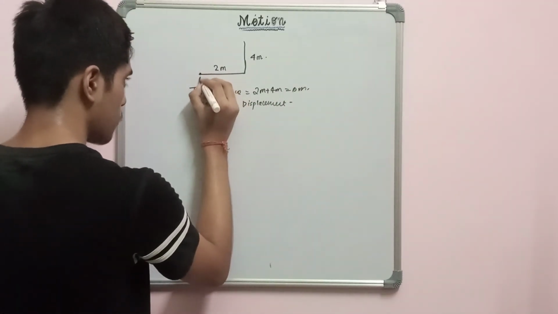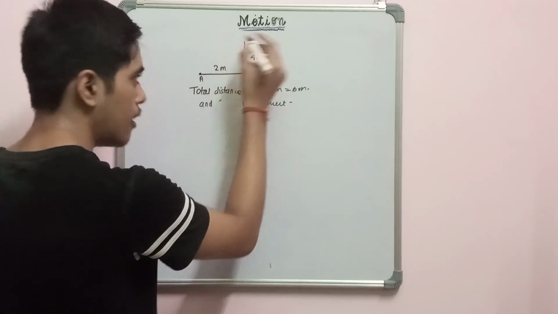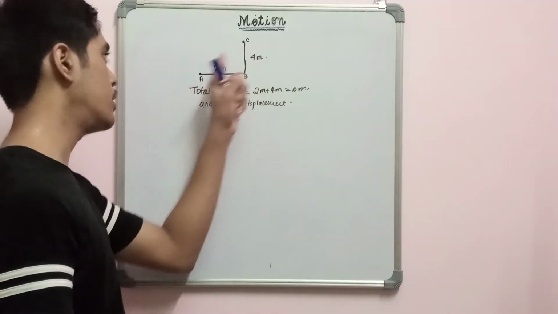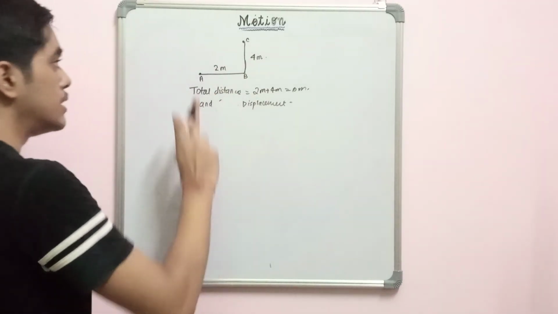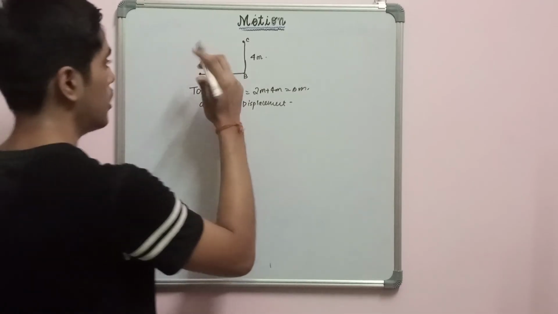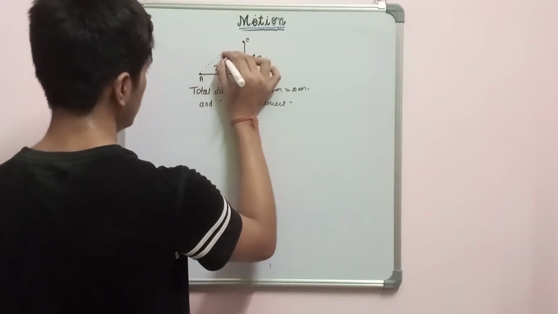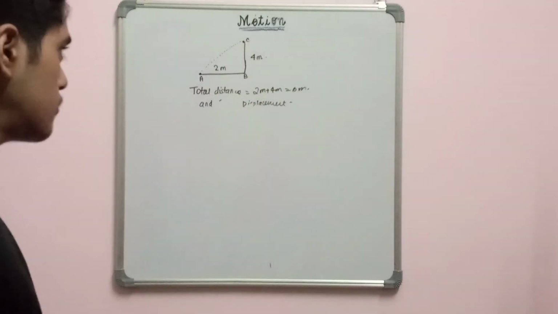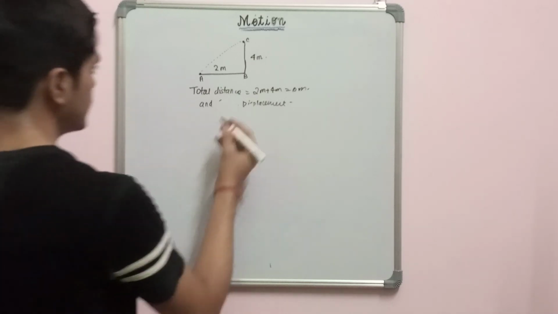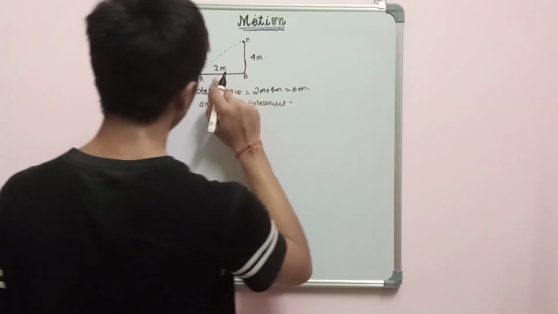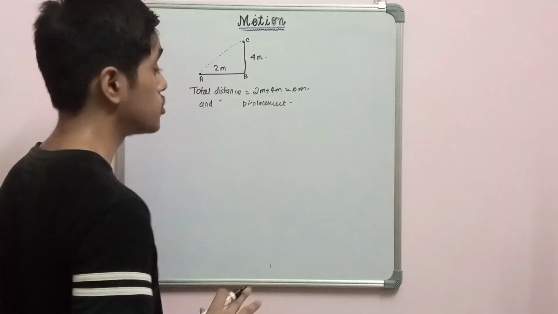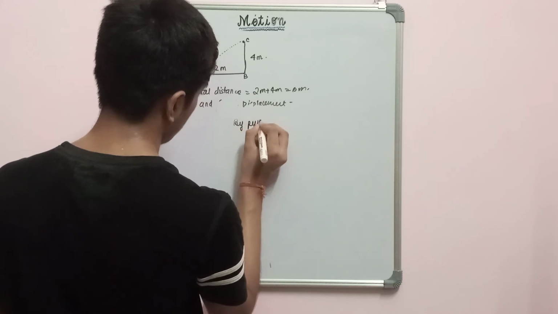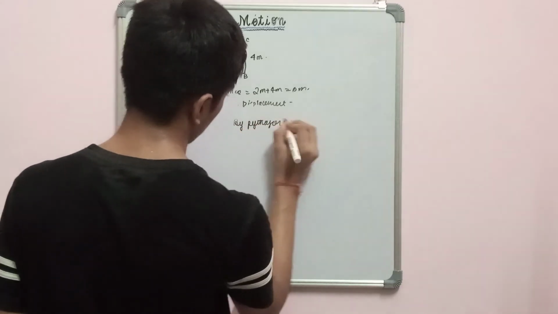Now this is point A. Let us assume it goes to point B, turns left and goes to point C. Now this is the starting point, which we call the initial point. This is the final point. Now displacement is the distance between the final and initial point. So join AC. What do you get? You get a right angle triangle. A property of a right angle triangle is that the hypotenuse square is equal to the base square plus perpendicular square. We can calculate it by the Pythagoras theorem.